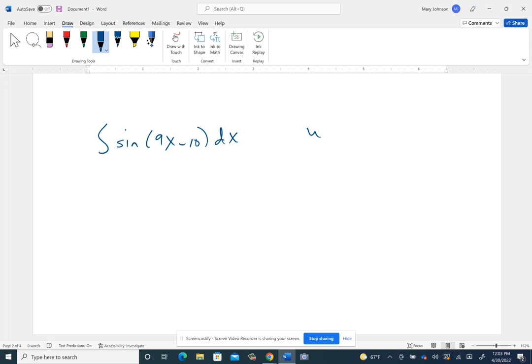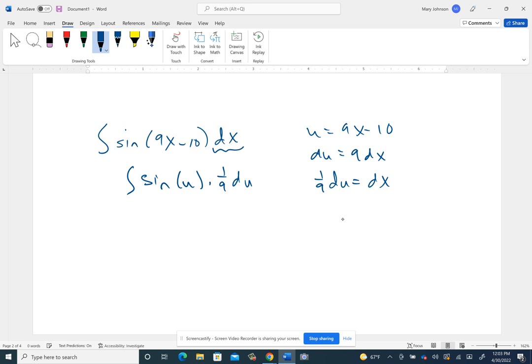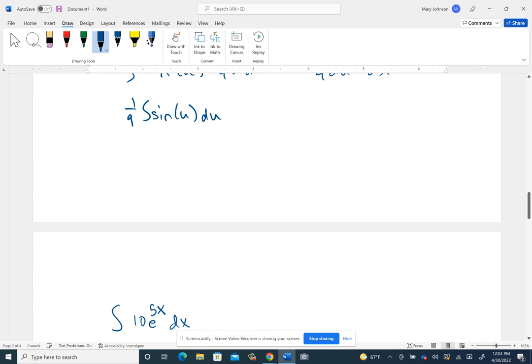And I would let u equal 9x minus 10. So du would be 9 dx. Okay. So this dx can be replaced with the 1/9 du. And here I just have sine of u. So I'm going to bring the 1/9 out. And then I just have to do that basic integration now.